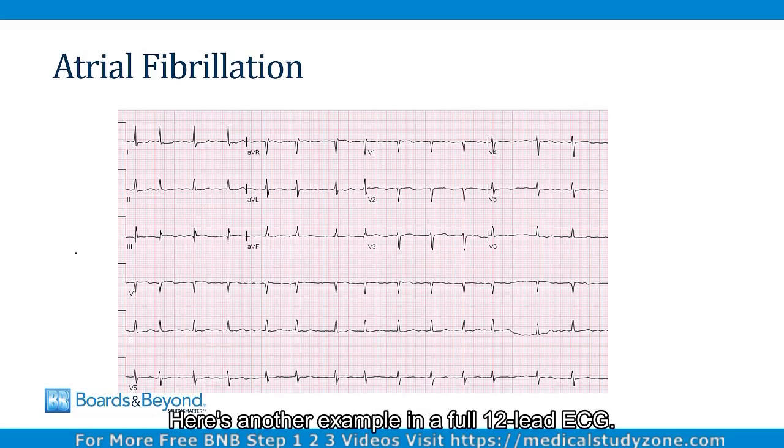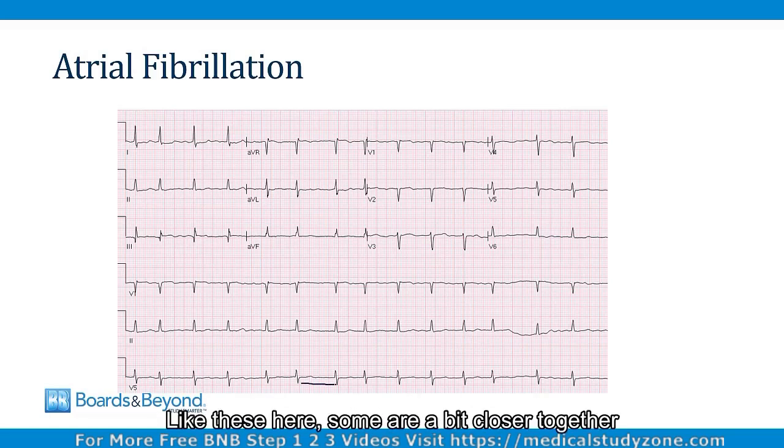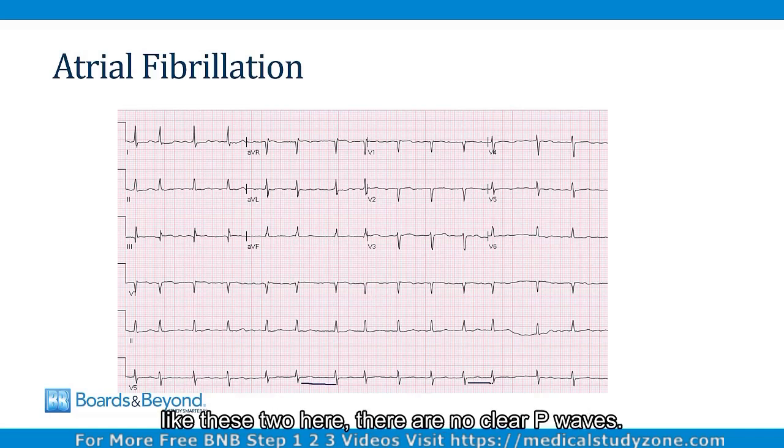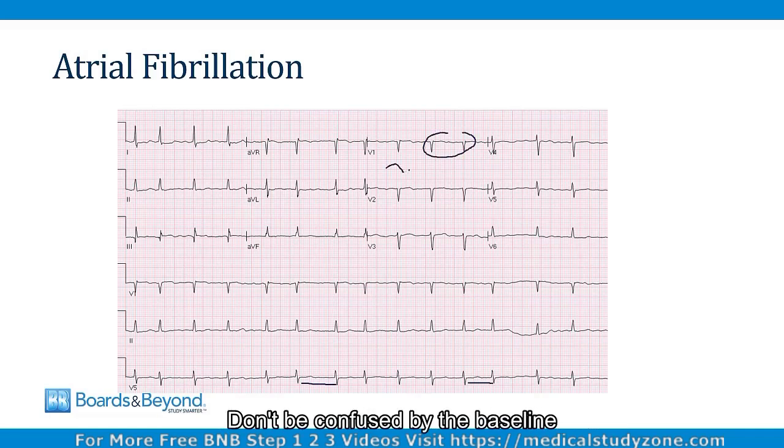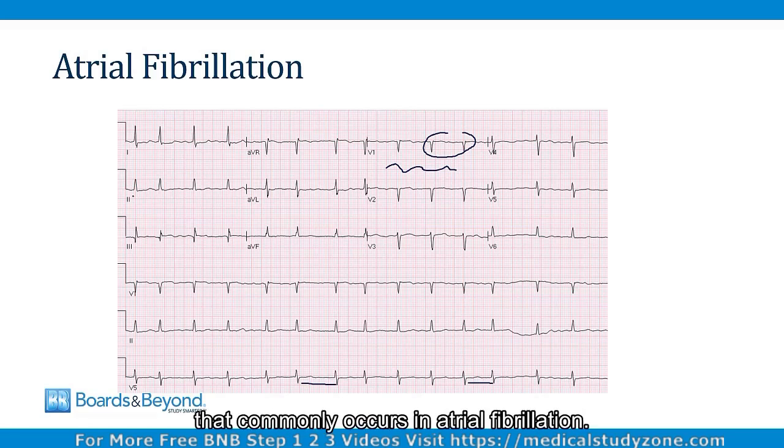Here's another example in a full 12-lead ECG. If you look carefully, you will see that some of these QRS complexes are further apart, like these here. Some are a bit closer together, like these two here. There are no clear P waves. Don't be confused by the baseline sort of waving up and down. Those don't represent P waves. That's just a shaky baseline that commonly occurs in atrial fibrillation.